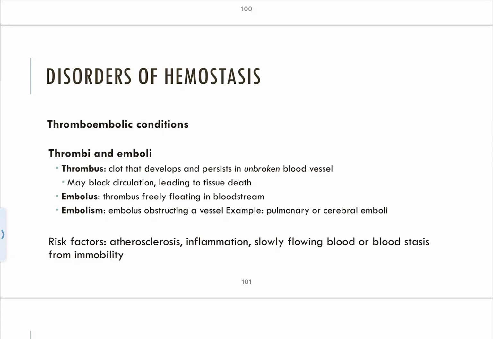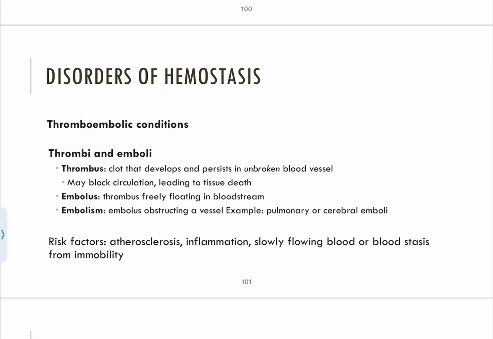So let's start with thrombi and emboli. So what is the difference? If we're talking about a thrombus, that's a clot that develops and persists in an unbroken blood vessel. And if we have a clot that develops in an unbroken blood vessel, that can lead to a block in the circulation or blood flow in that vessel, and eventually lead to tissue death if it remains there for an extended period of time.